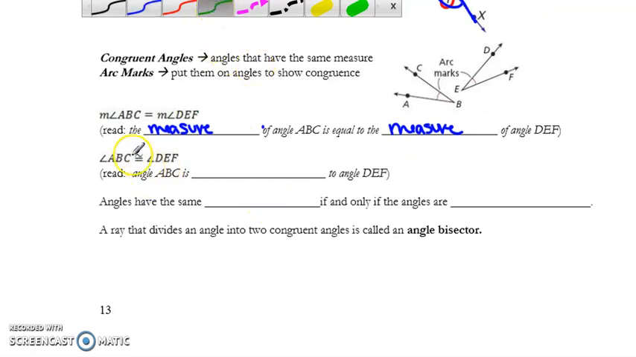We use congruent when we're talking about the figures, that this angle ABC is congruent to angle DEF. Angles have the same measure if and only if the angles are congruent.